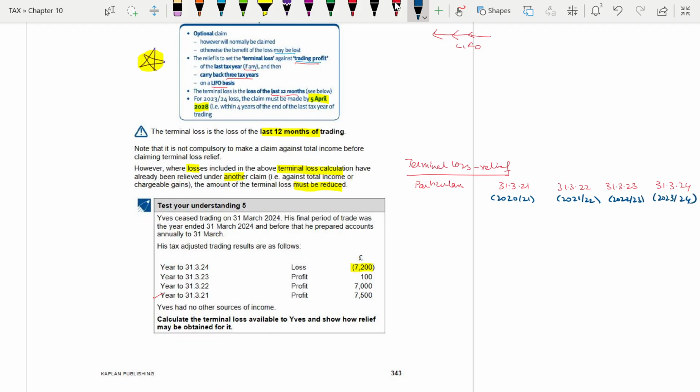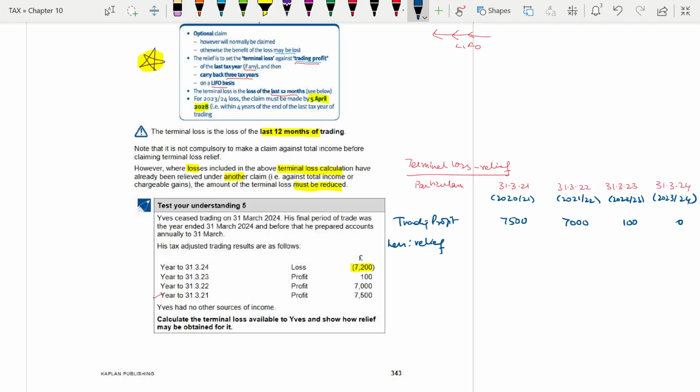Okay. Now, how much is the loss? 7,000. How much is the profit? First take the profit, the trading profit. How much is the trading profit? Trading profit is 7,500, 7,100, 1,000. Here there is no profit, put 0. Less relief. How much is the relief?